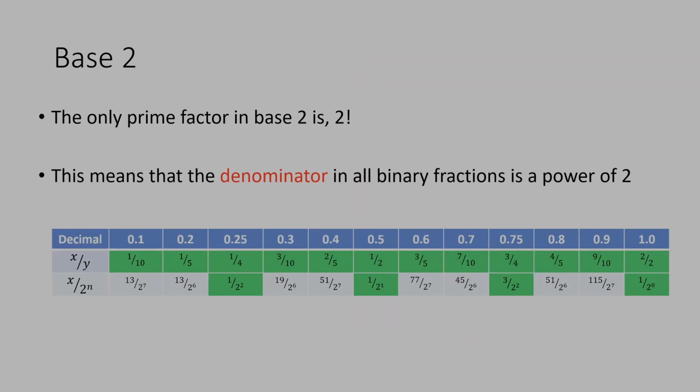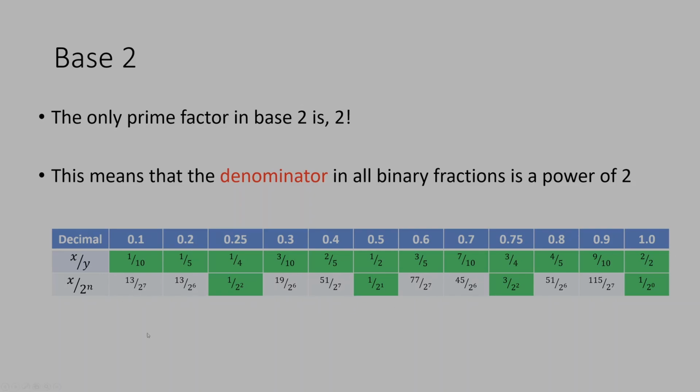Now, base 2 has a more amplified problem because the only prime factor in base 2 is 2. And so that limits us hugely when we're trying to represent certain fractional numbers. Now, this will mean that the denominator is always a power of 2. So if you look along the bottom here, this represents our binary representation of these decimal numbers. They're all powers of 2.